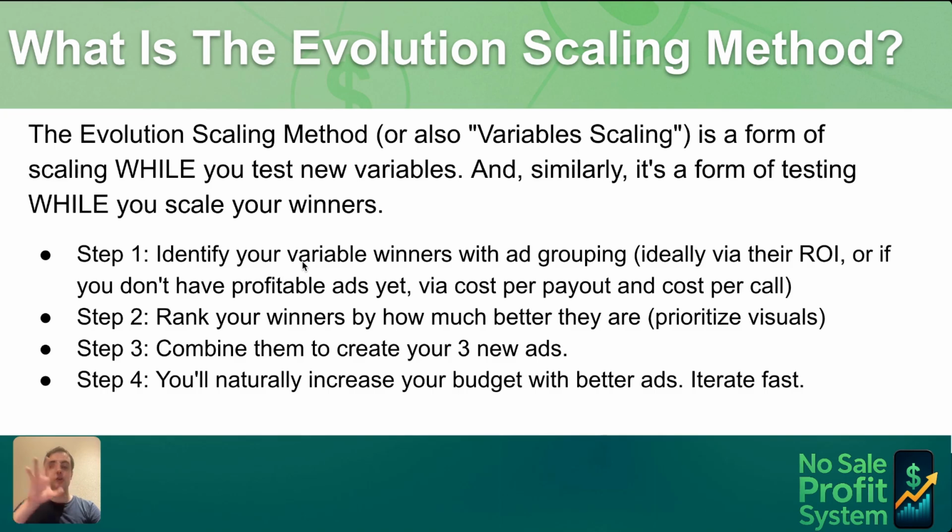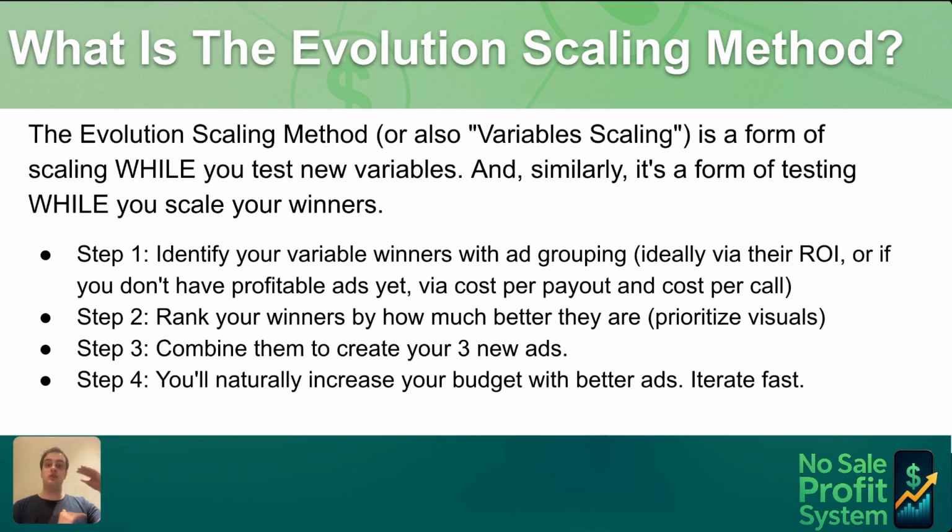So after you have identified your profitable ads, step 2 to use evolution scaling is ranking your winners by how much better they are. So, for example, I have three winners that are profitable, but there's one that's much more profitable than the other ones. This is my top winner. So if I don't have enough testing budget, and that's literally based on your finances and how much you're willing to test money-wise until you can find a winner.